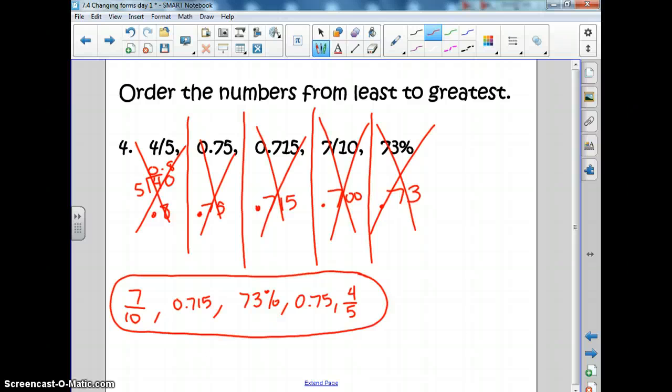Yes, Zach? I just put them in percent. If you want to change them to percents instead, you could do percents. If percents are easy for you, if I were to do this one, I'd do 80%. This one would be 75%, 71.5%. Here we would have 70%, and here we'd have 73%. So yeah, you could do it like that too, if that's easier for you. I like doing decimals, but I don't care which way you choose to do it. All right, any questions on that?